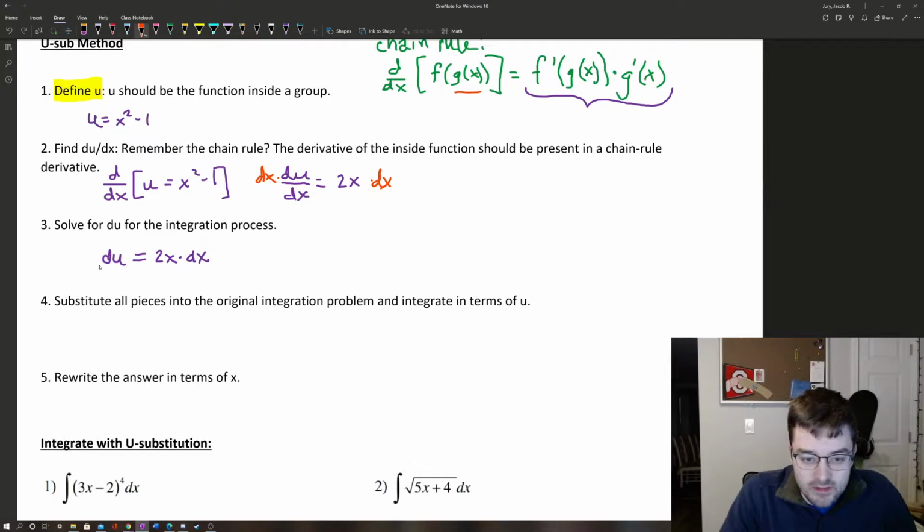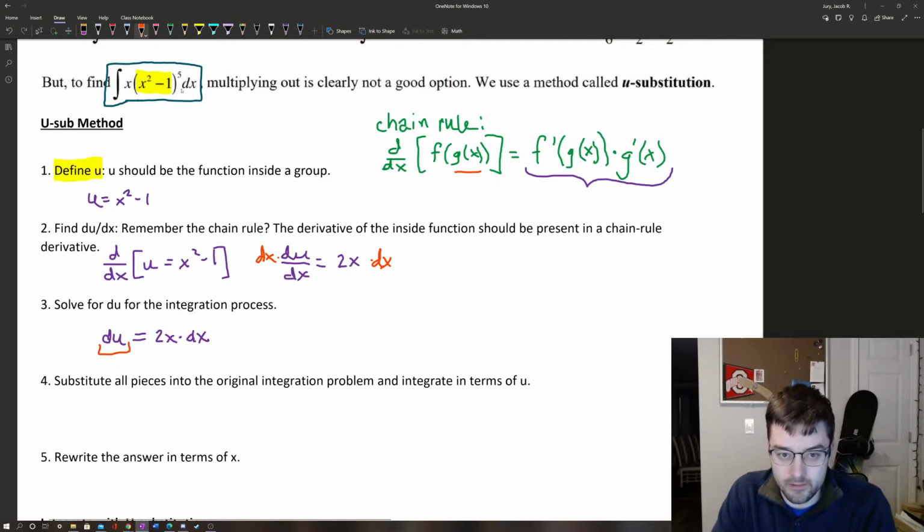And that's just to get du alone. Now, I'm doing all this so that we can substitute, that's why it's called U-sub, our u and our du into the problem. So we are going to look at what our problem is saying.